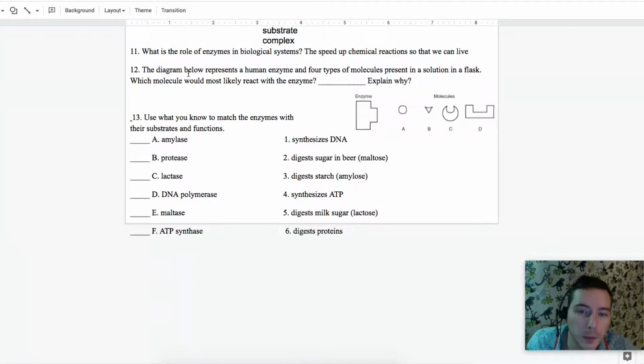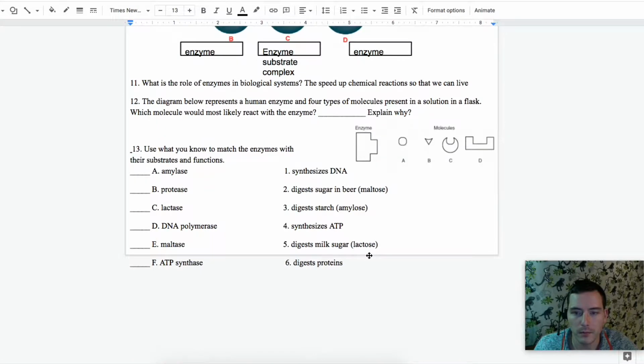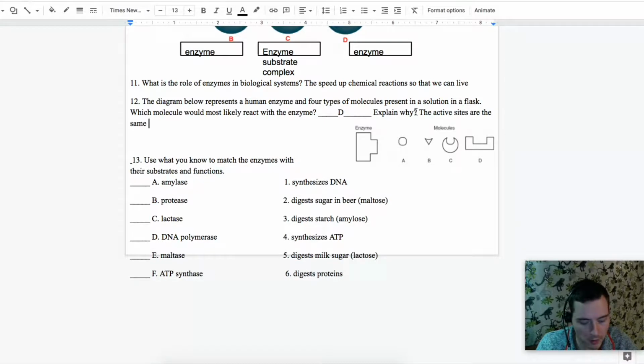The diagram below represents a human enzyme and 4 types of molecules present in a solution in a flask. Which molecule would most likely react to the enzyme? So here's the enzyme. Which of these molecules would react to it? So if I look at the active site and I look at these substrates, I know that it's going to react with letter D. Explain why. The active sites are the same shape.